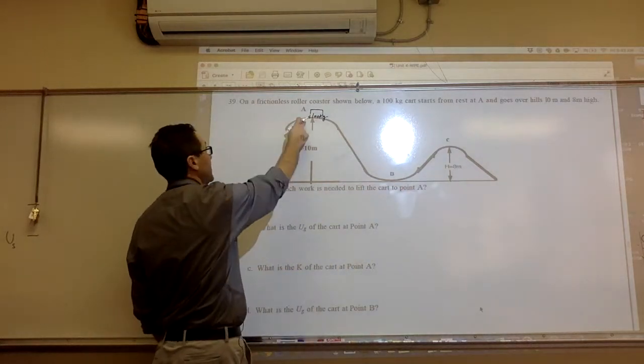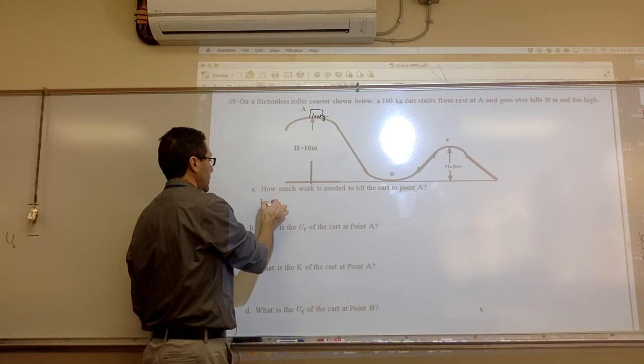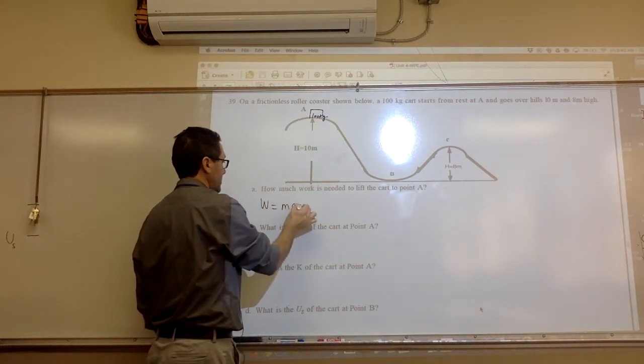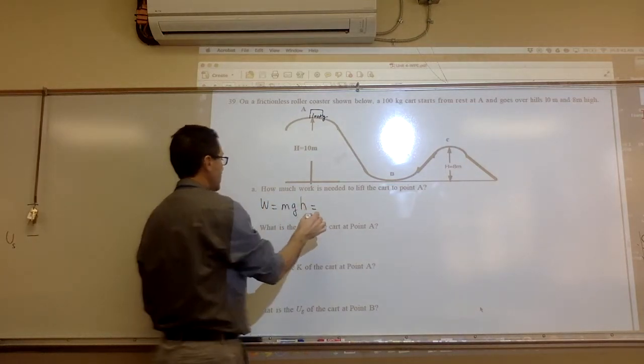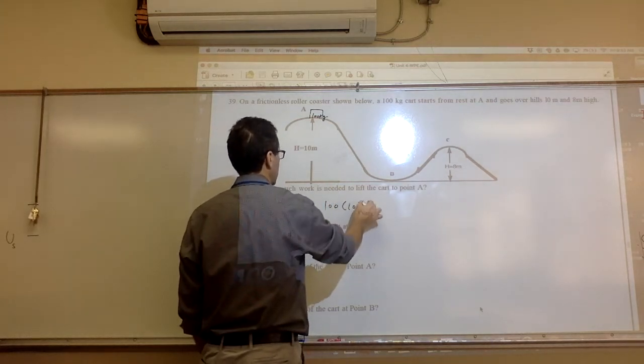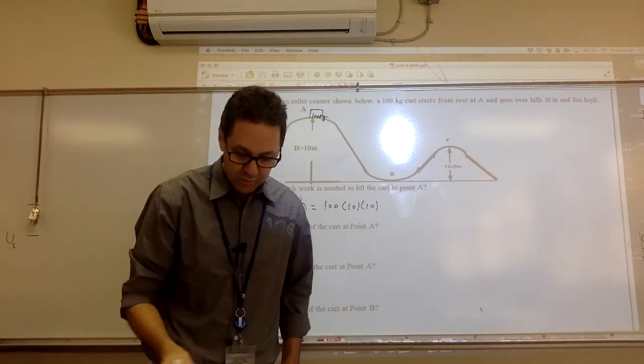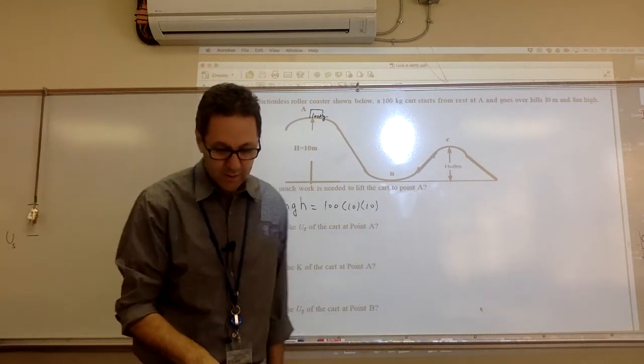Well, to bring it up to here, you have to work against gravity. So basically, the work is equal to mg times the height, and you should get 100 times 10 times 10. That should be your gravitational potential energy, and that should be about 10,000.